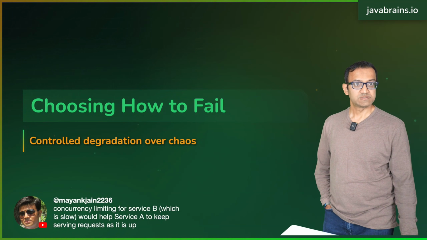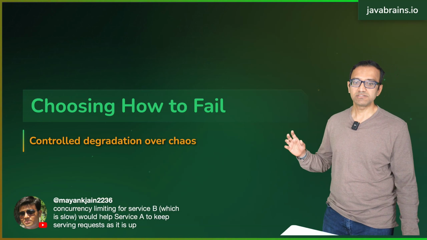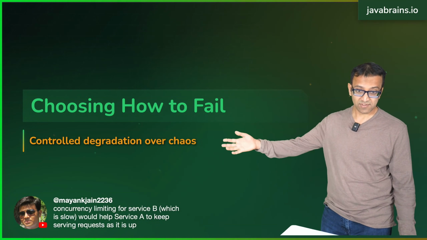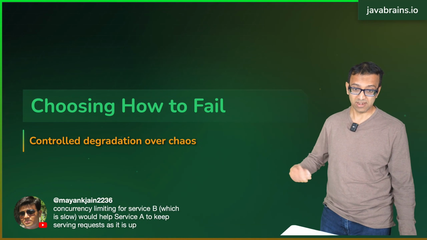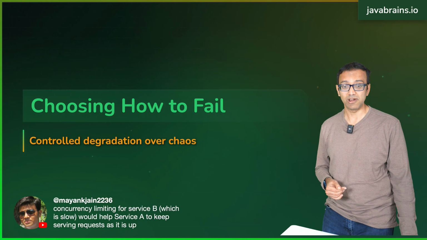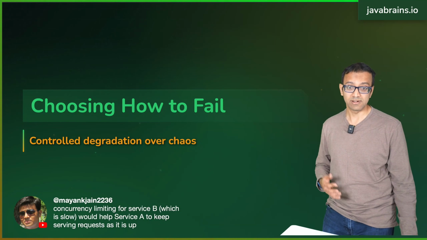Concurrency limiting for service B, which is slow, would help service A to keep serving requests as it is up. Well, it depends on what you're doing with that thing. If service A is holding on to the threads, waiting for service B's count to reduce, then service A is still affected. So that's the decision point I was talking about. You can choose to say, I'm just going to drop threads at a certain point, so you don't wait forever.